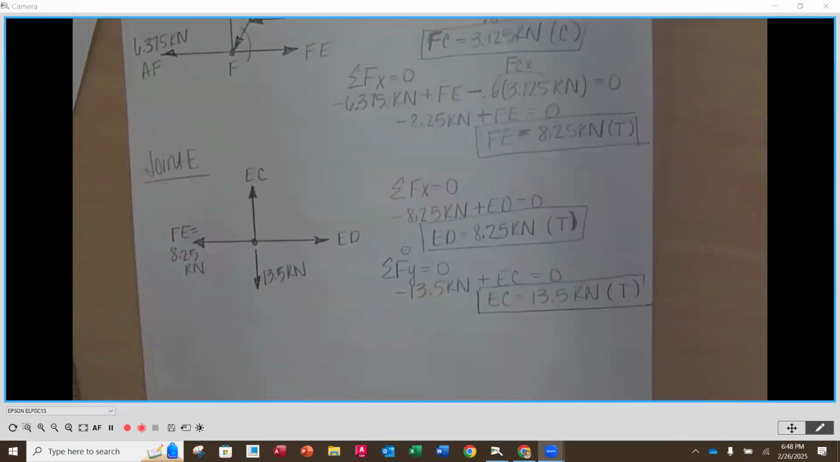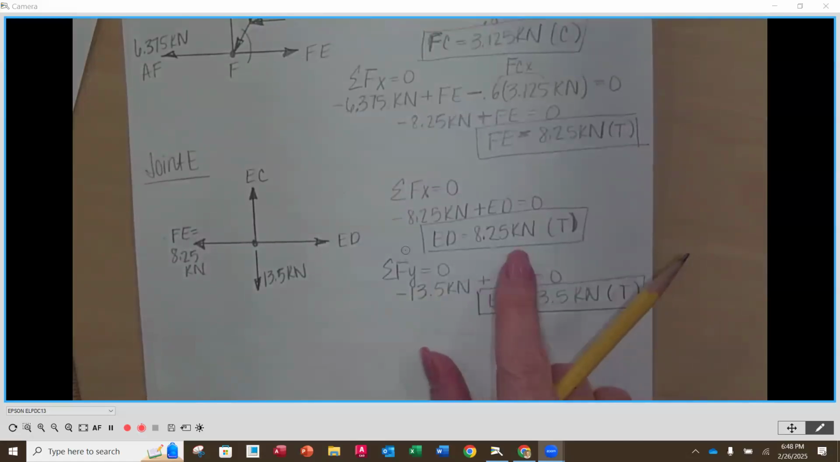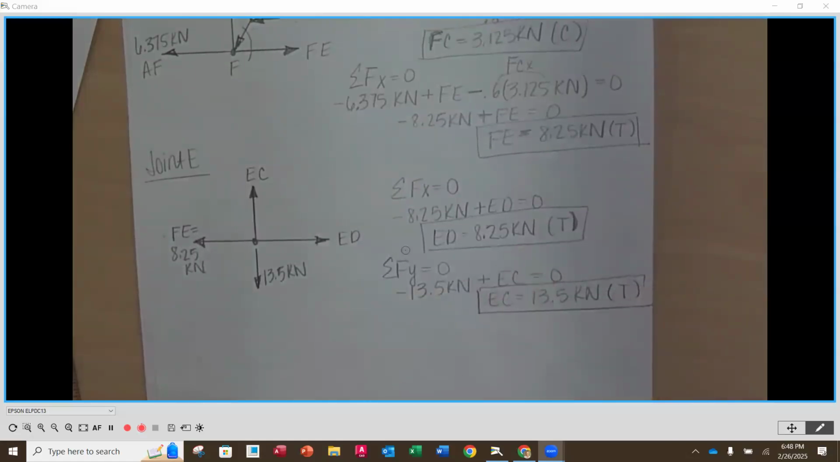So you should get the force from joint E to D to be 8.25 in tension, and your E to C, 13.5 in tension going up from E.